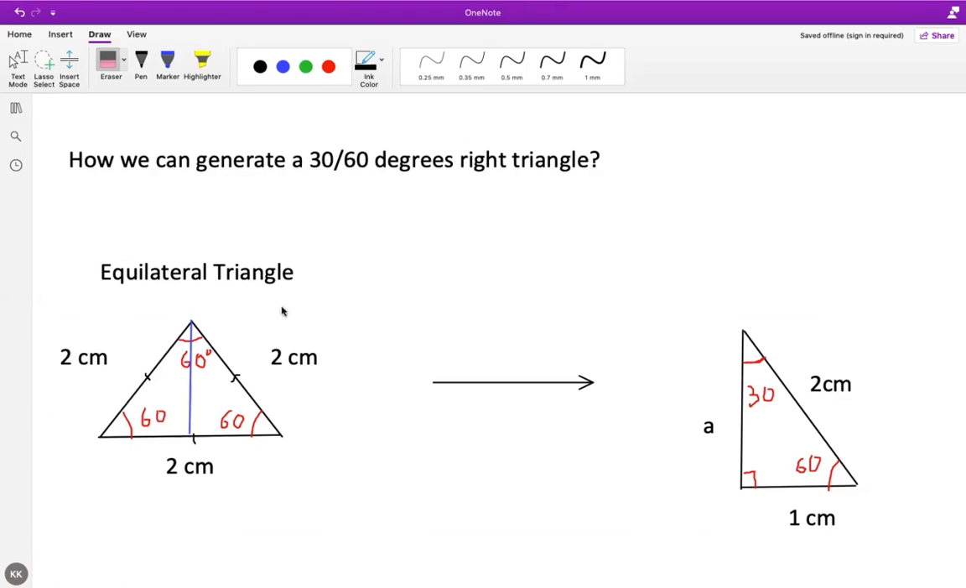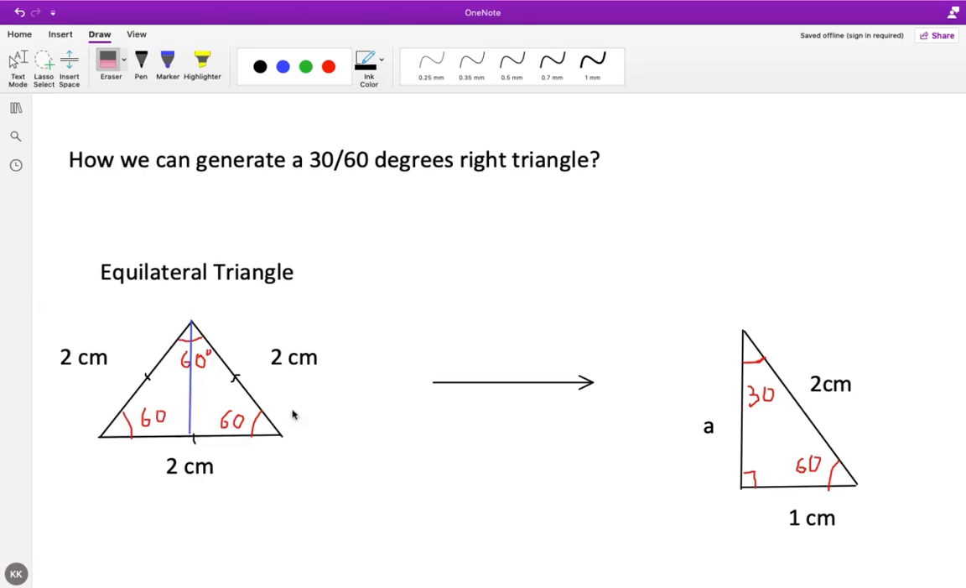from the equilateral triangle. So equilateral triangle, by definition, each side of this triangle has the same length. For example, this picture here shows you the triangle is 2 centimeters, right? So if I cut through the blue line here, you can see that I have a right triangle, which is similar to this one, right? So this one is a 30 degrees or 60 degrees right triangle if I cut through this line.